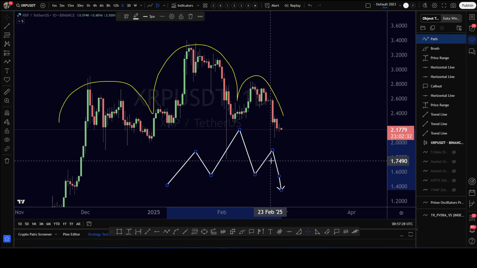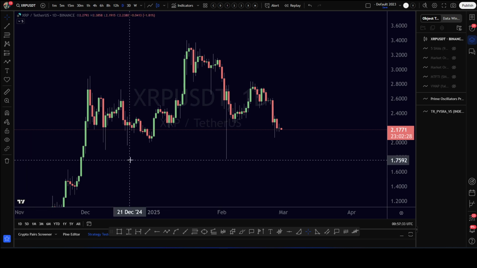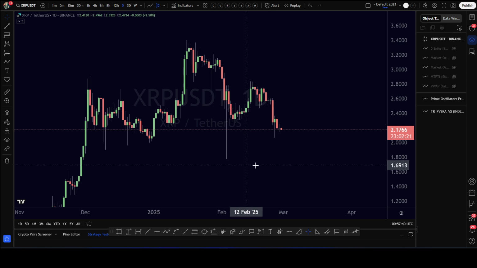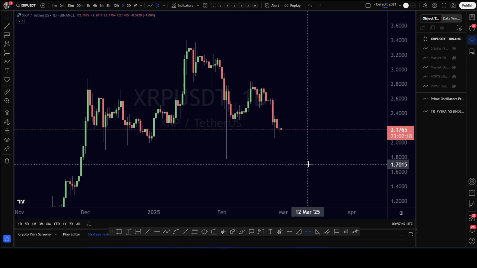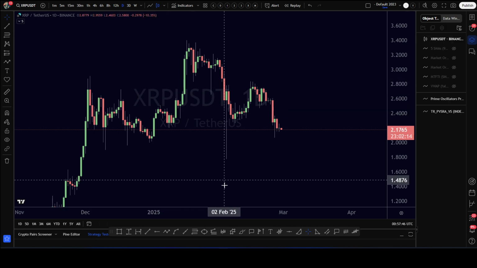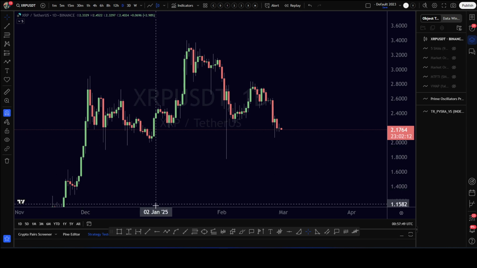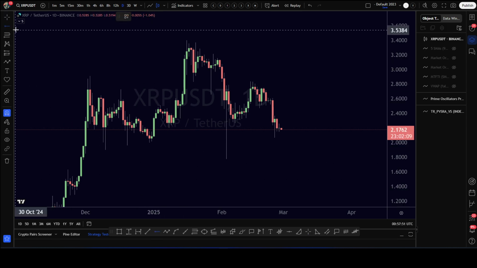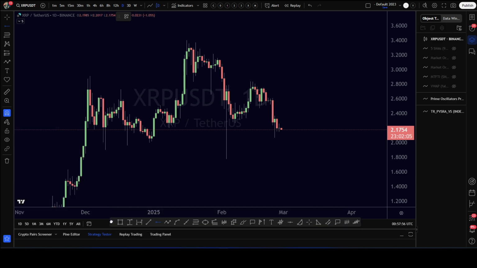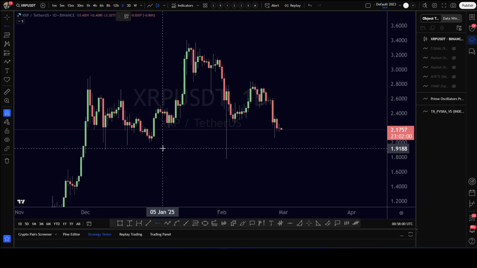Now, to make things really easy, and that's what I love doing, is just simplifying everything. Let's take this to the basics. Instead of looking for patterns, which are sometimes confusing, because we could probably make up several different patterns within patterns, let's go ahead and use the magnet tool. Let's use the horizontal ray, which you can find over here. I have it favorited, so it's on my little floating toolbar. And let's select the candle body closes.